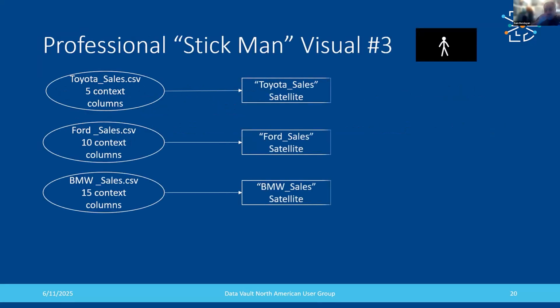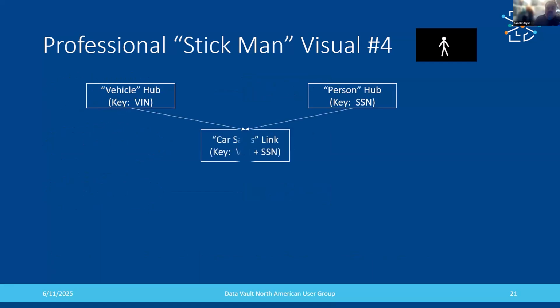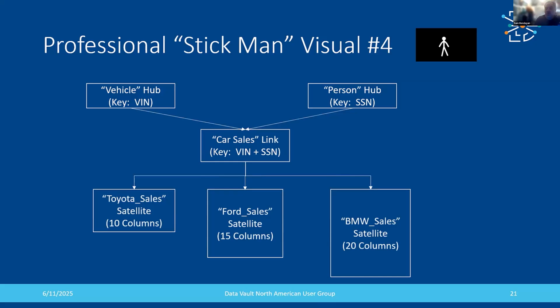Here's the next visual of satellites. So here we've got the same three files, but they have different numbers of columns: 5, 10, or 15 columns. Obviously, the tables are not going to look the same, so you're not going to put them in the same satellite. You'll put them in different ones. This is, however, what it's going to look like in the Data Vault model. You have your two hubs, you have your link table, and then look at those three satellites. Even though they're different structures, they're all hanging under the same link.